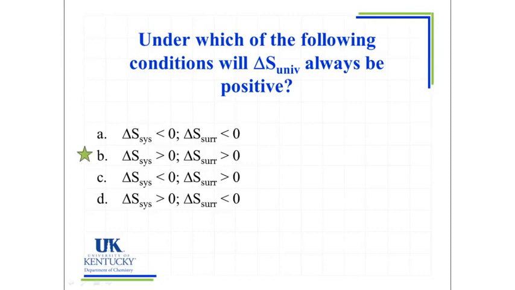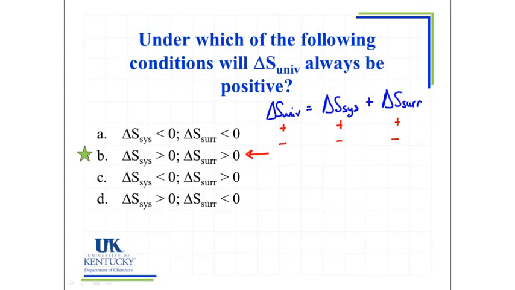So for delta S of the universe to be positive, we know that our equation for that is delta S of the universe equals delta S of the system plus delta S of the surroundings. So if delta S of the system is positive and delta S of the surroundings is positive, then delta S of the universe will also be positive, making B the correct answer. If we look at when both values are negative, if delta S of the system is negative and delta S of the surroundings is negative, then our delta S of the universe will also be negative.